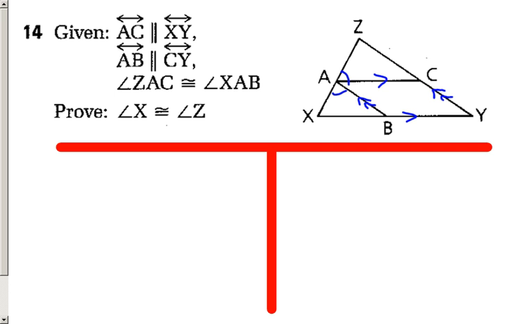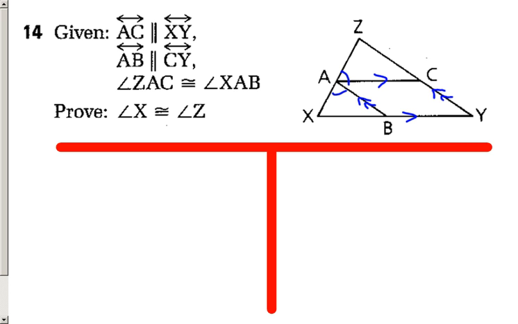Looking at this one initially, I want to try to prove, if I could prove this triangle congruent to this triangle, then I know that those corresponding parts, X and Z, would be congruent. However, looking at this problem, it doesn't seem like there's any way to do that, okay? You don't know anything about any of the sides of those two triangles, so you're not going to be able to prove those triangles congruent.